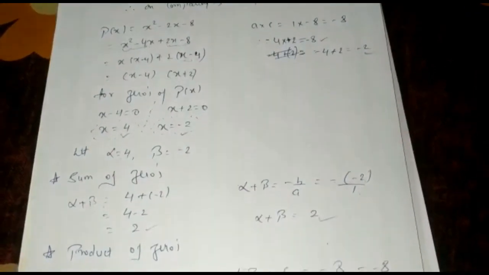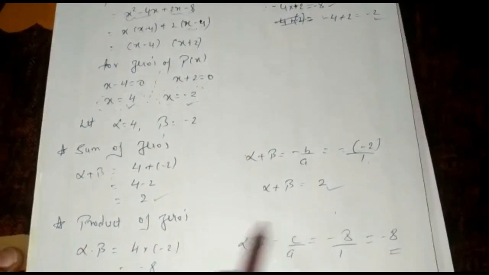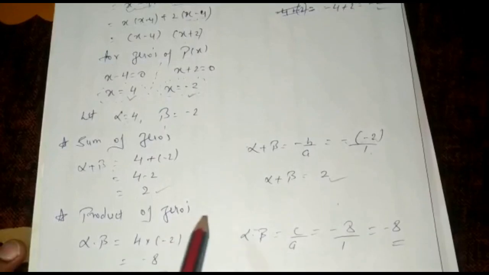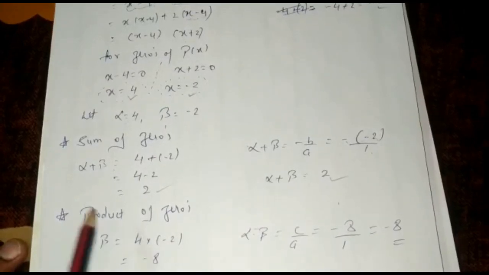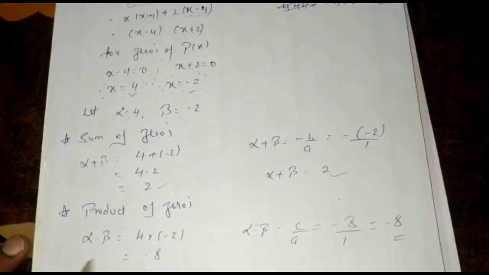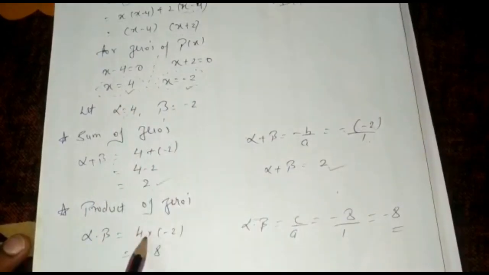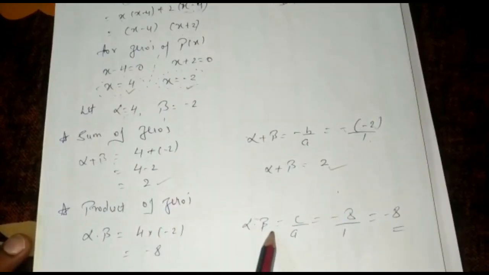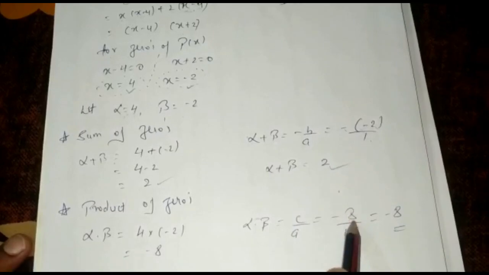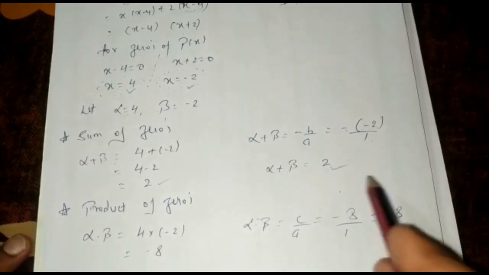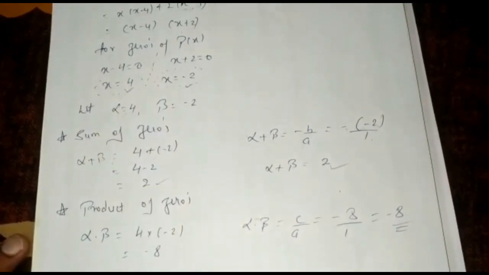So here we are having the relation between the zeros and its coefficients, and the product of the zeros will be equal to c by a. Product means 4 into minus 2 will be equal to minus 8, and alpha into beta will be equal to c by a, that will be equal to minus 8 by 1, that will be equal to minus 8. So this is the solution of question number 1.